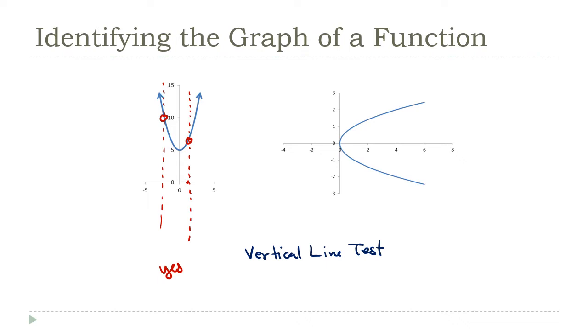Now, if we try that on the other graph over here, if we pick, for example, x equals 2 and draw a vertical line, here that line crosses the graph at 2 points. So because there are two y values associated with that one x value, this is not a function. Remember, it only takes one. If I can find so much as one line that does that, then the answer is no.